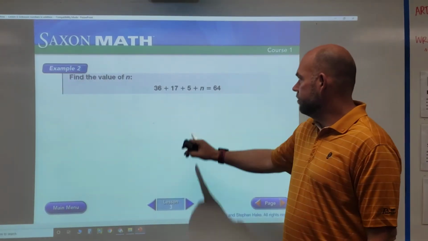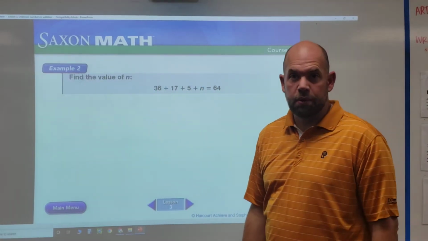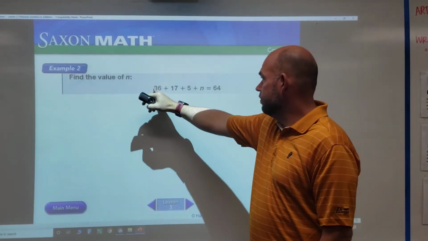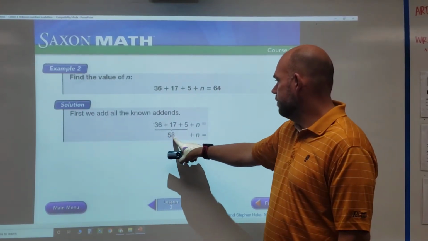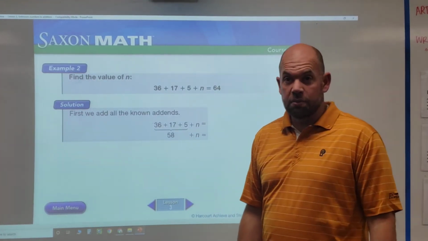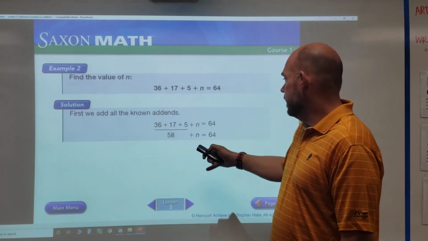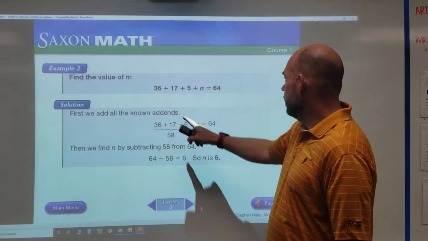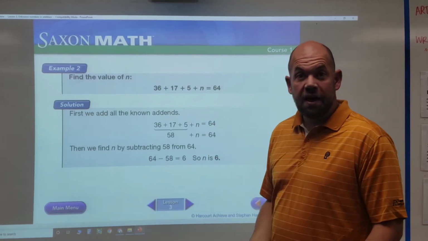All right, here we have a similar thing. All of these numbers plus n equals 64. So now it's a multi-step problem. The first thing we need to do is add these first three numbers together. So we'll have the total of those plus n equals 64. Once we've done that, we see that 58 plus n equals 64. Just like our other problems, we can subtract 58 from 64 and get n equals 6. Then we check our work by saying, this plus this plus this plus 6 equals 64. And that will check out.